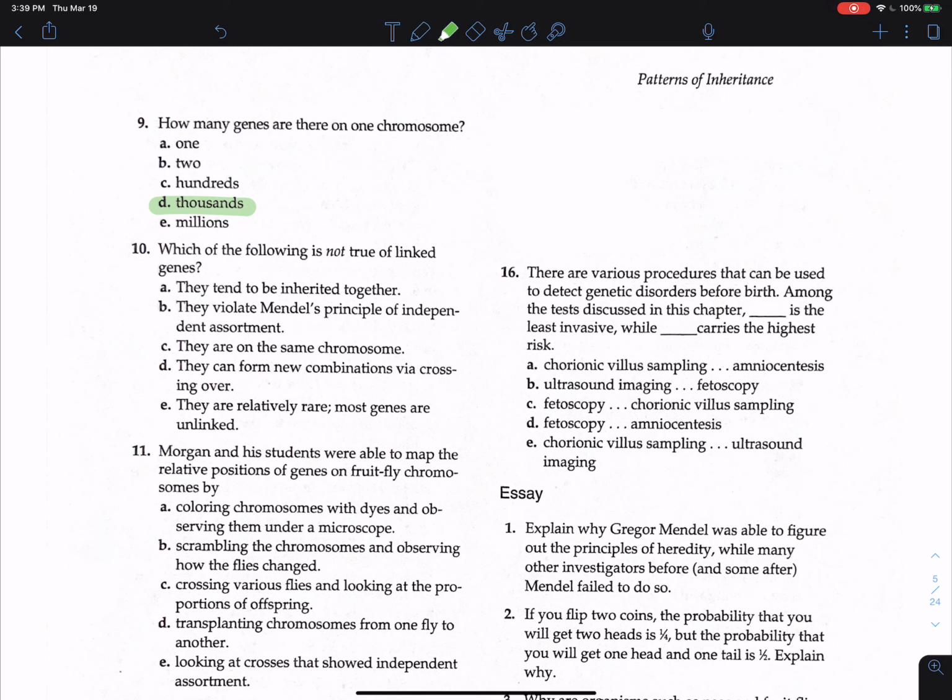Which of the following is not true of linked genes? And for number 10, E is the correct answer. They are not relatively rare. Most genes are not unlinked, okay? So linked genes are not rare. And most genes do happen to be linked. So E is the correct answer here. Remember, the question asks which is not true, okay?